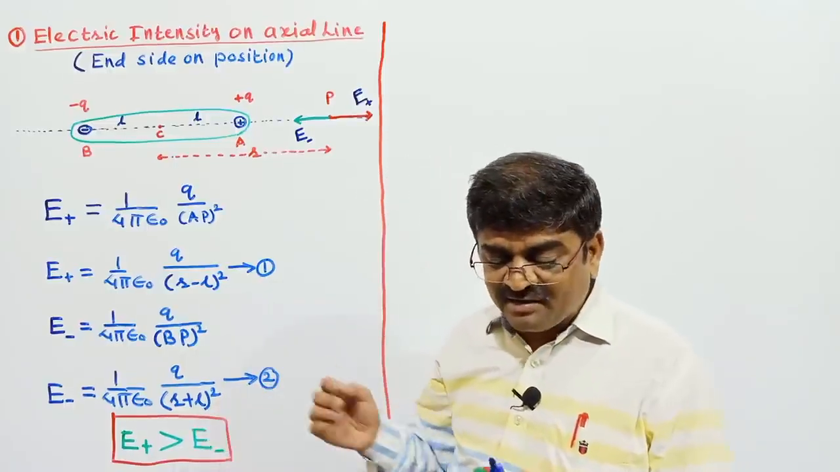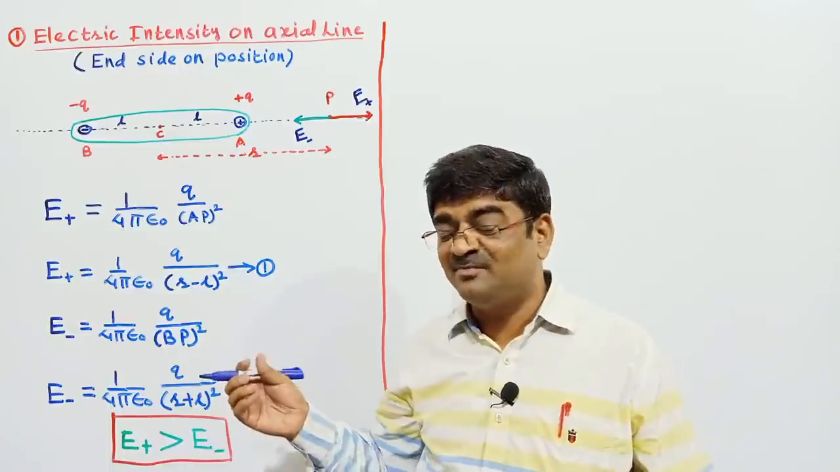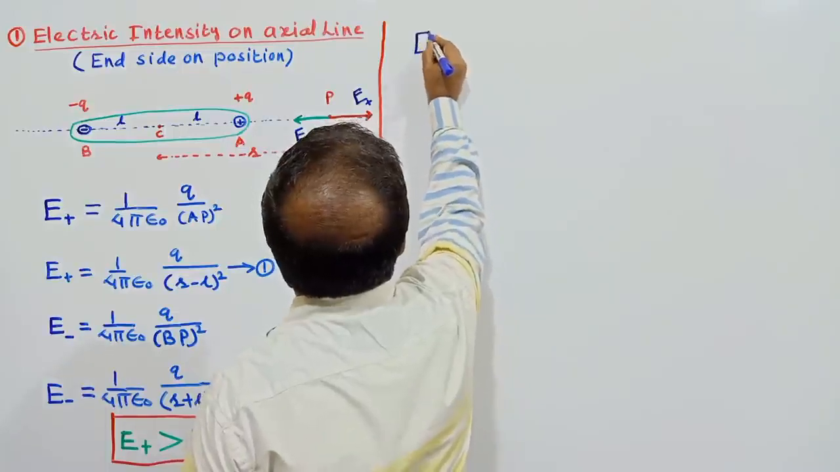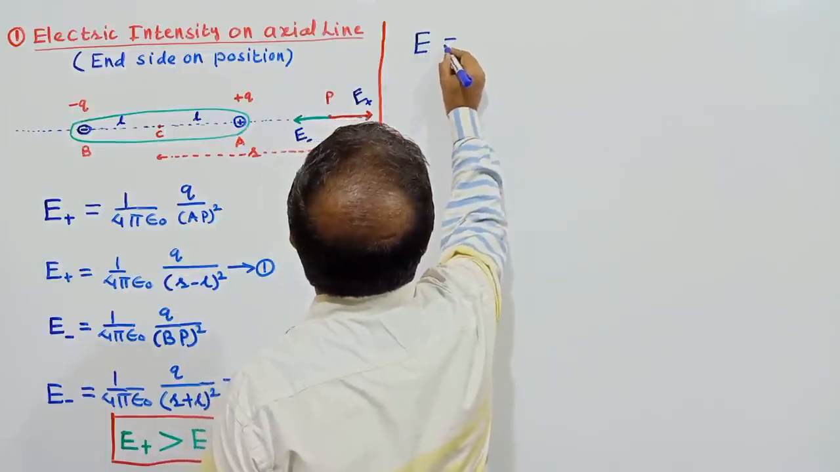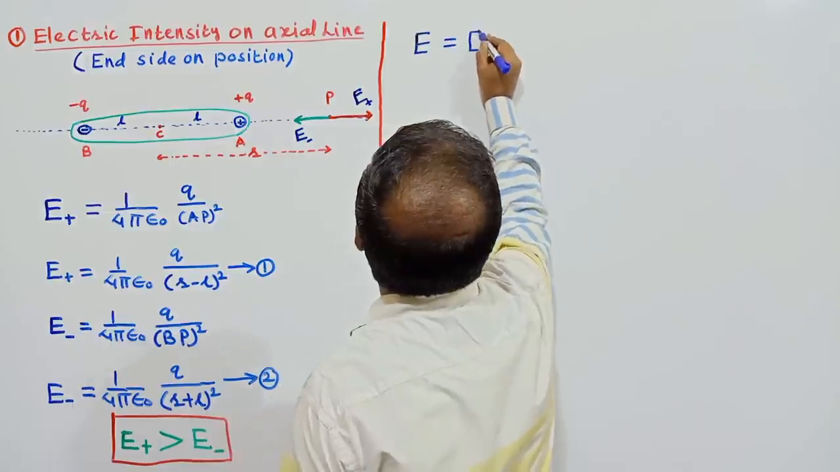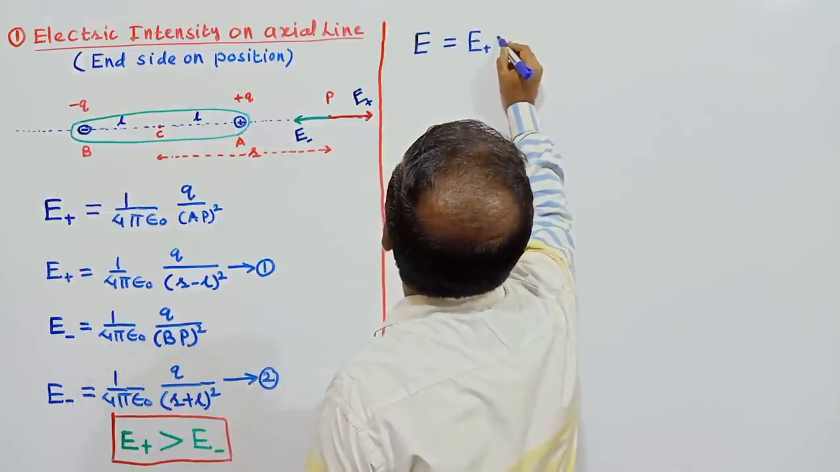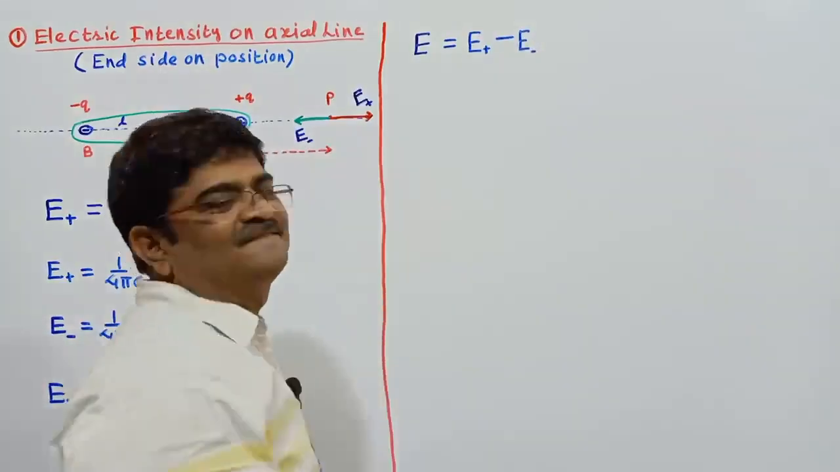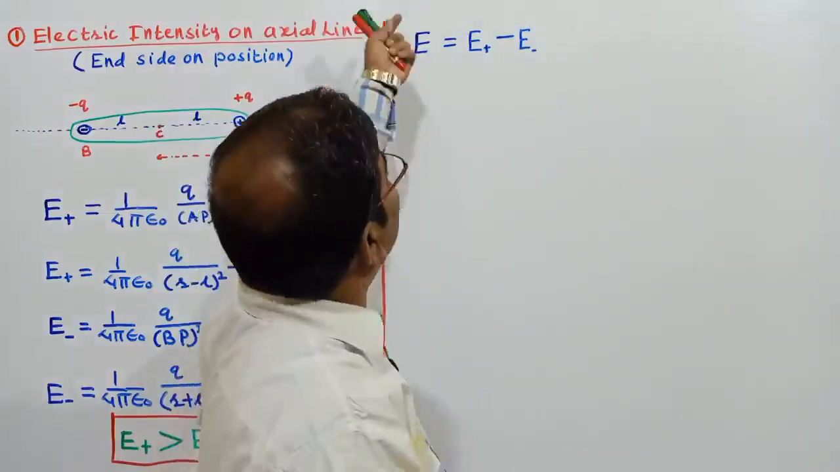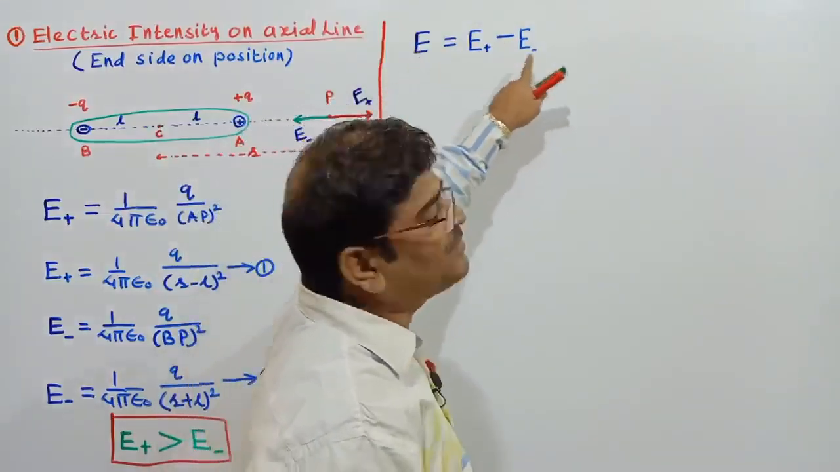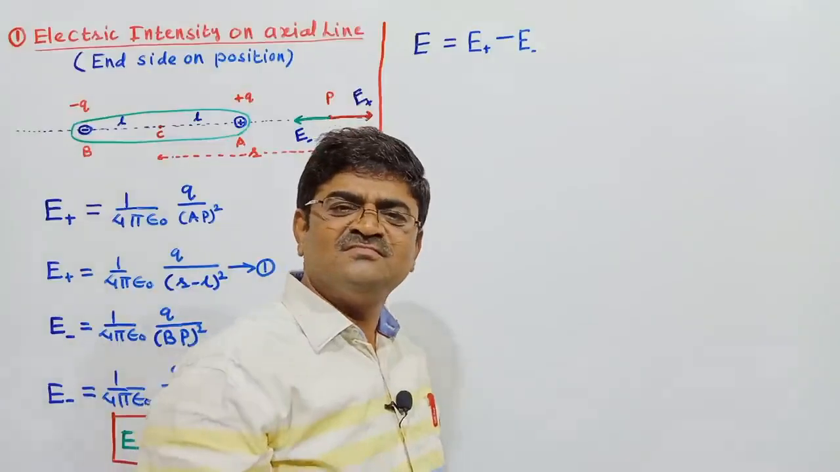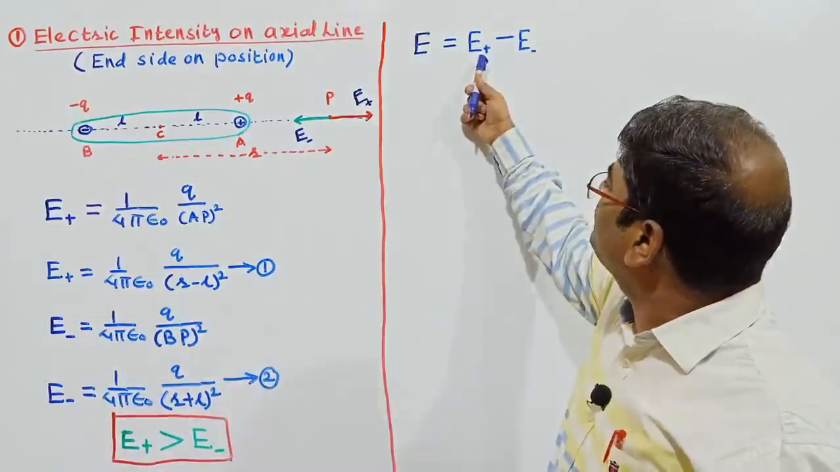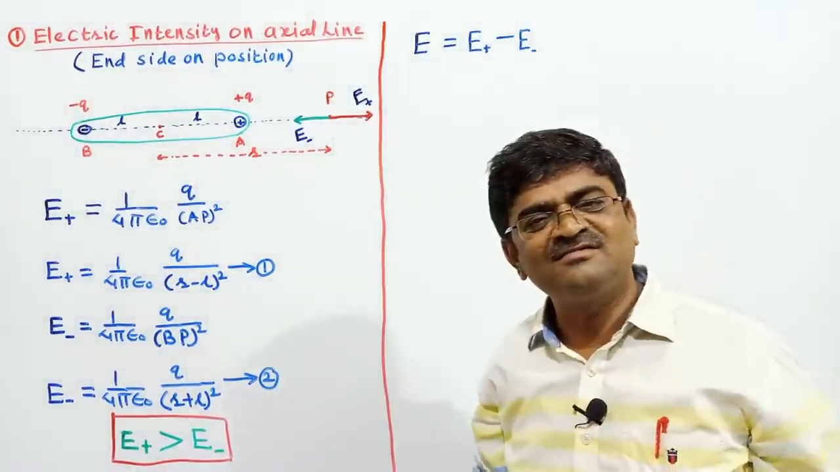Now once I am done with this, once I have got that information available, the resultant electric intensity at P I will get as E plus minus E minus. Or you can go a step ahead, vector E equals vector E plus plus vector E minus. Vector addition you want to do, you mean. And once you are done, you know E plus is greater than E minus, so subtract it.